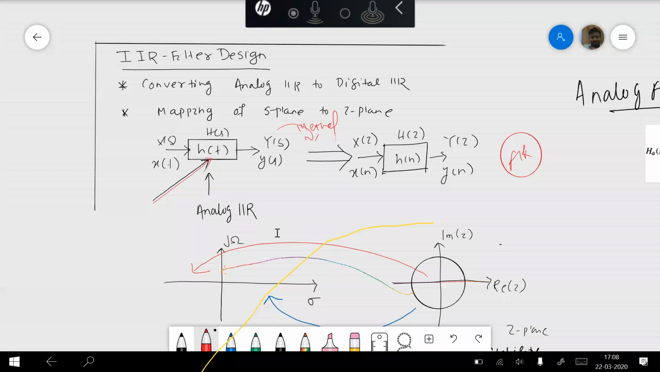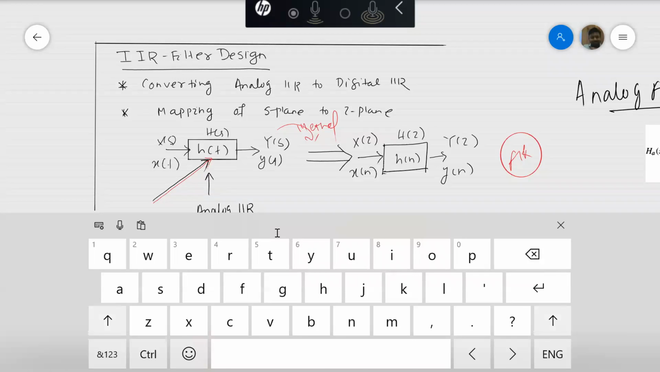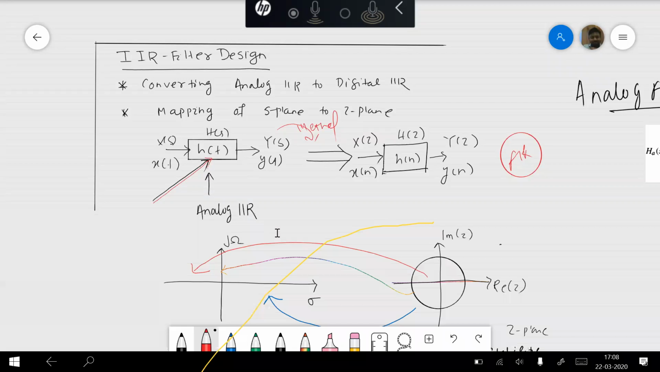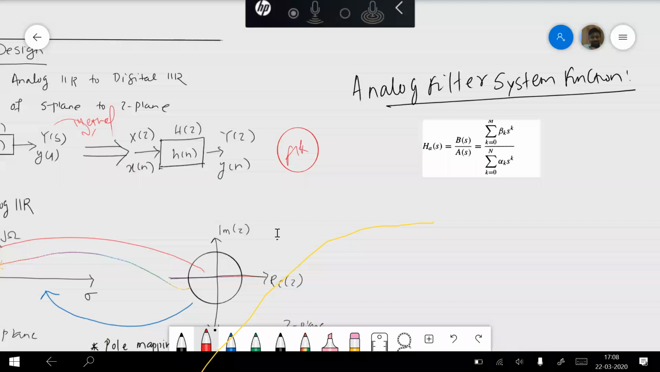Okay, thank you. So in IIR digital filters, we basically take an analog IIR filter, use some technique and convert it into digital IIR. That's what we do, right? That's the only thing we do in analog IIR, whereas in FIR filters we design them directly. So analog filter systems look like this.